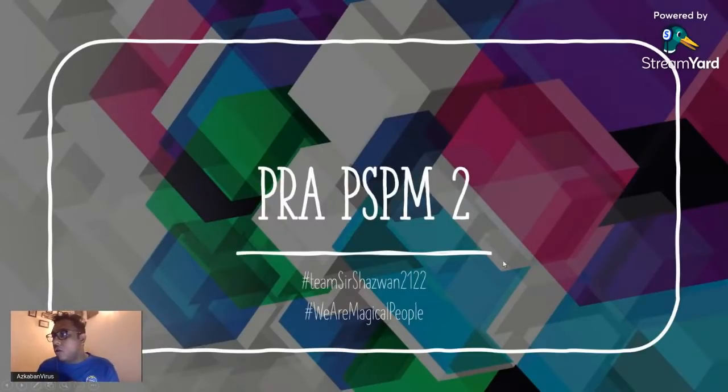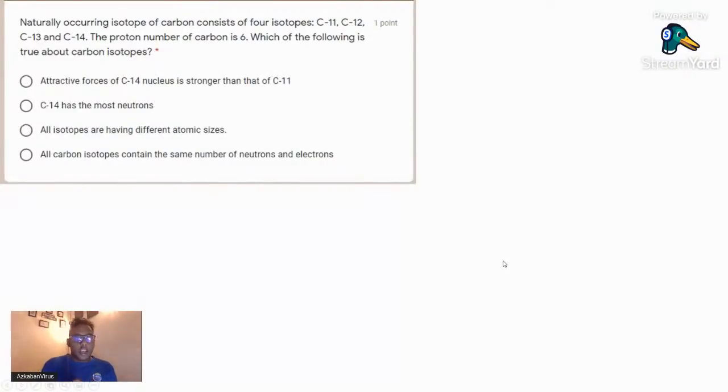Okay, so kita go through terus to the first question. I think this question is slightly deja vu sebab kita macam dah pernah jawab soalan ni. We were given, kita ada 4 isotope of carbon. Proton number of carbon is 6. Which of the following statement about these carbon isotopes are true? Okay, diminta cari apa yang betul.